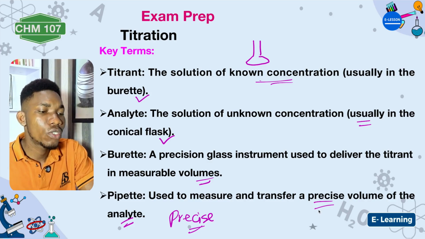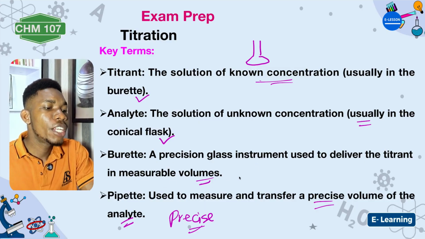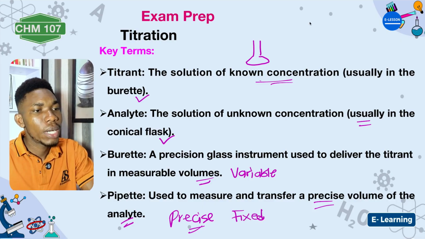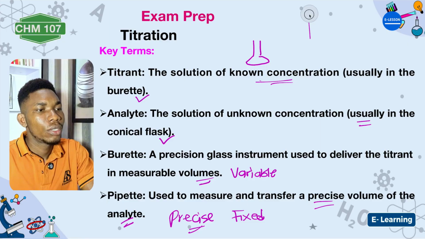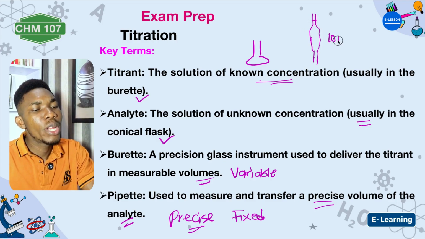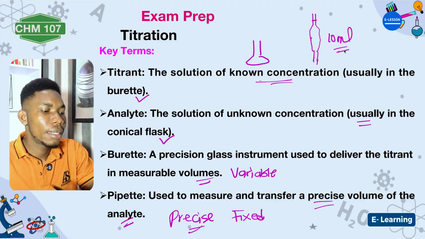So it's also a precision instrument. But burette can deliver variable volumes, like different volumes, while the volume of pipette is fixed. Pipette has just one calibration. Look at it. Most pipettes are usually like this. You know what a pipette is now? Long. Me, I can draw for you. It has just one mark. If this is a 10 mil pipette, this 10 mil pipette can only deliver 10 mil.